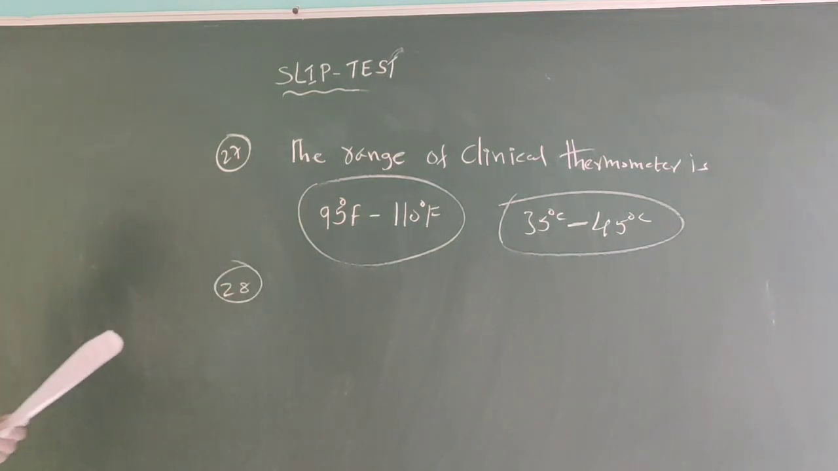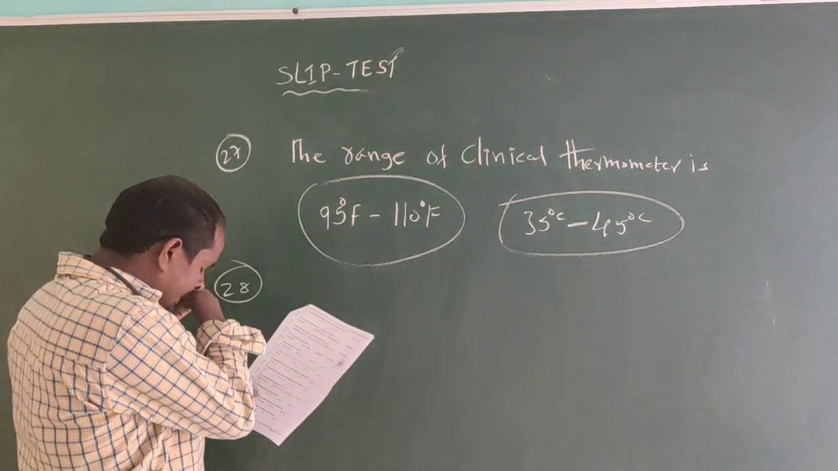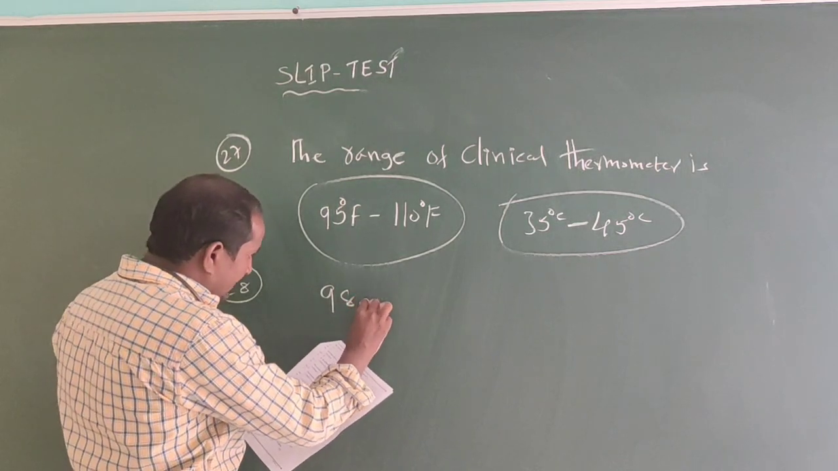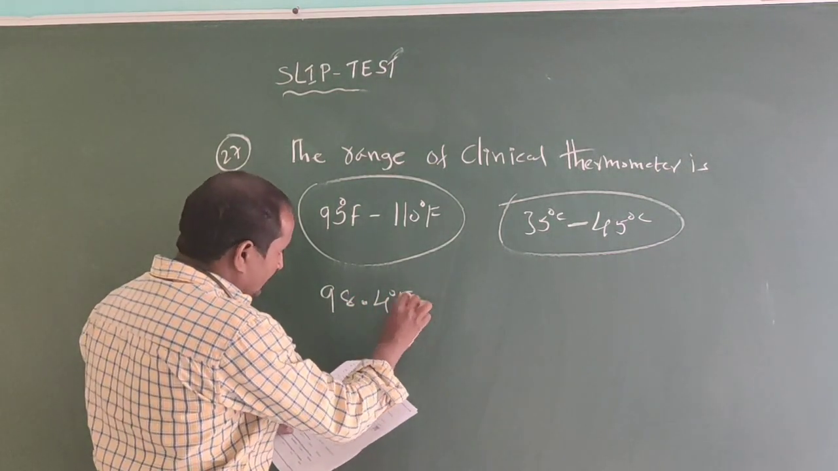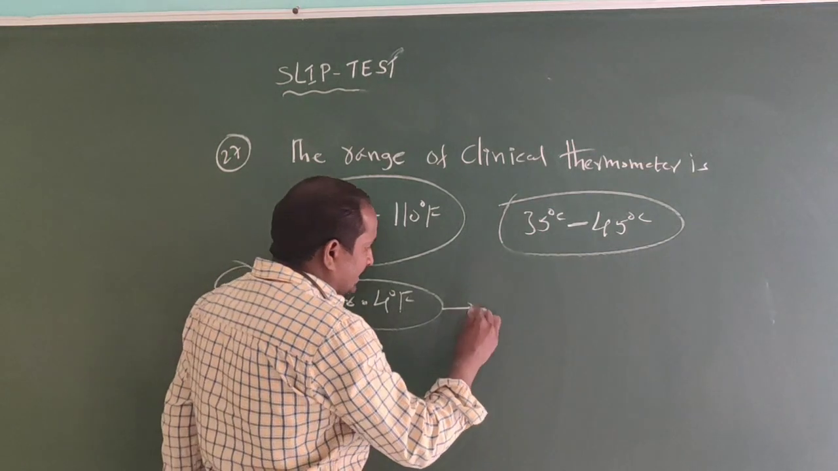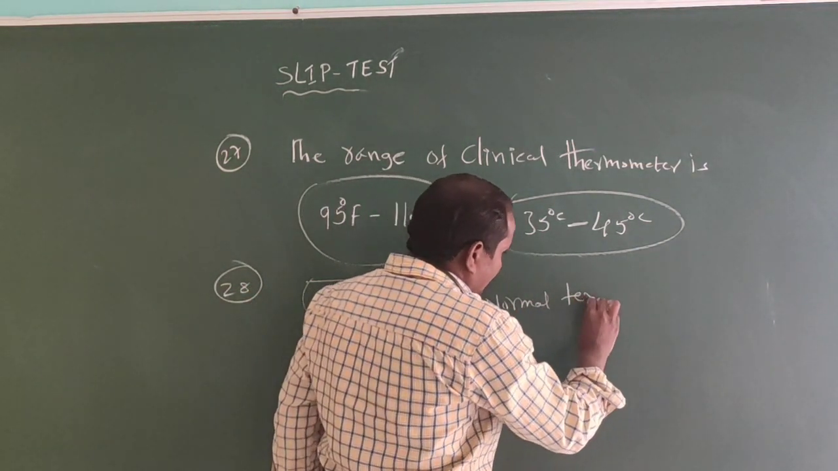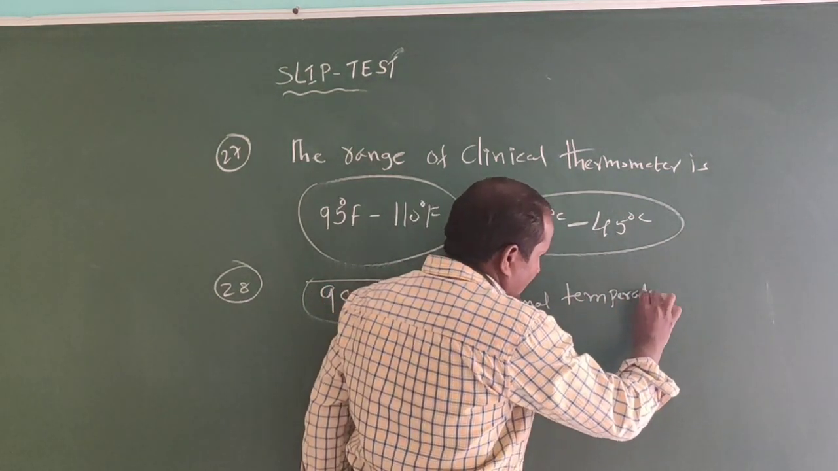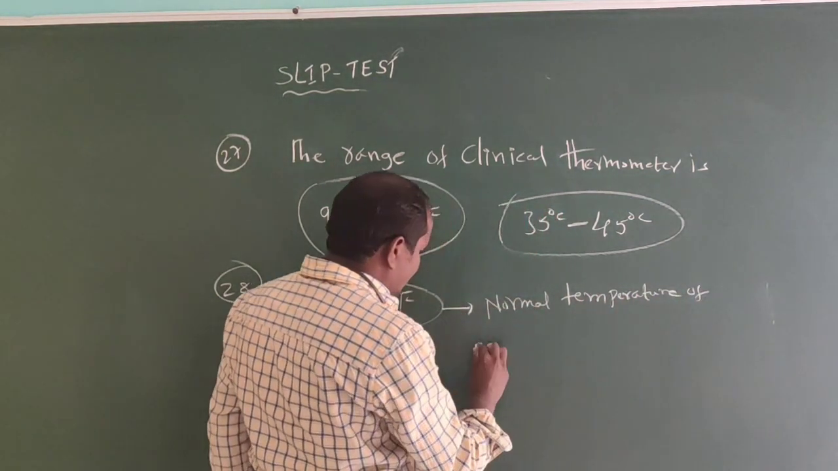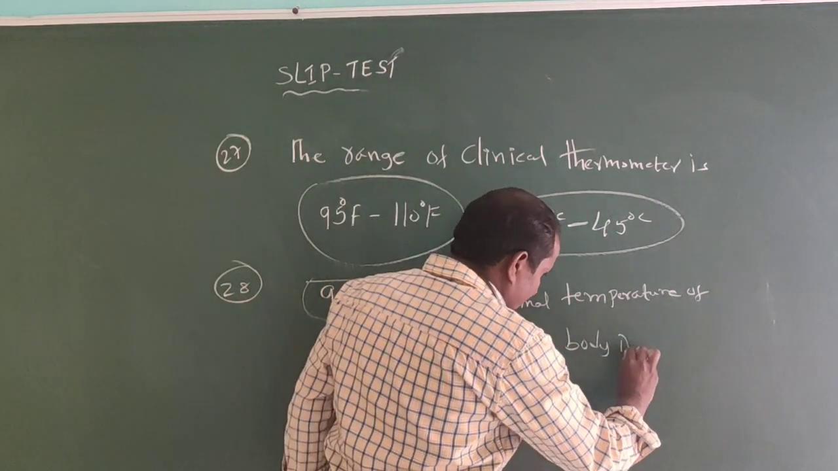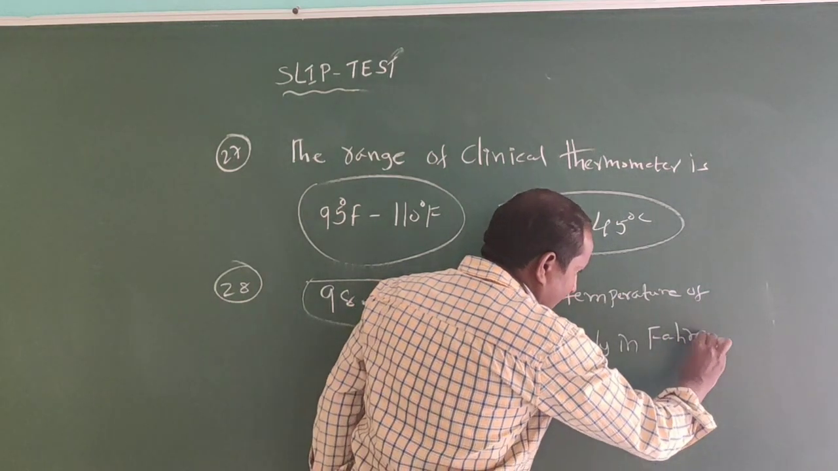Okay, 28th one. The normal temperature of the human body is 98, sorry, in Fahrenheit, that is 98.4 degrees Fahrenheit. It is the normal temperature of the human body in Fahrenheit.